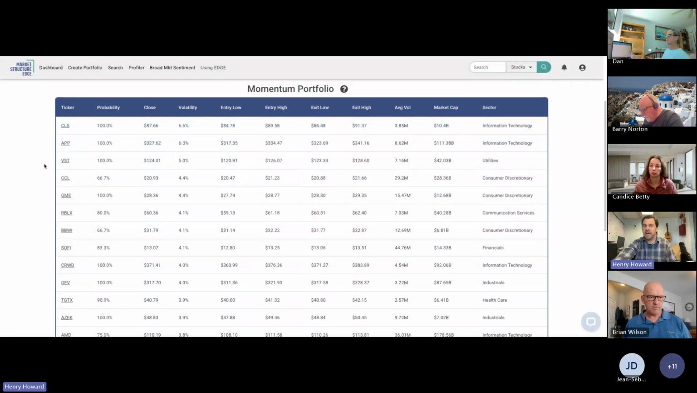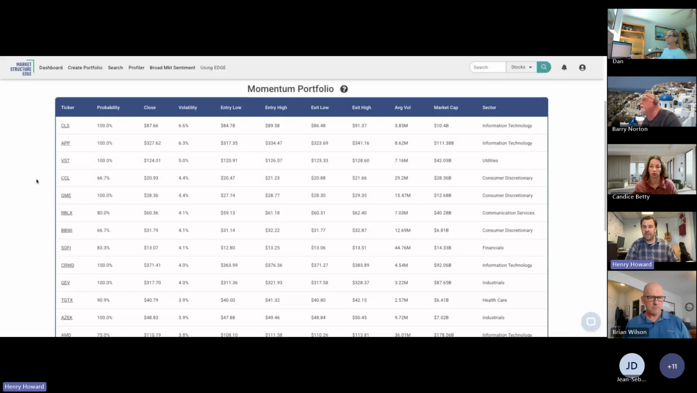VST, a utilities name, not a bad name if you're looking for something that's not in big tech. I just mentioned that big tech's not great, but you can sort by name, you can sort by market cap, and then you actually have these entries, entry high and entry low. It's really giving you a range using our volatility metric of where you can enter.